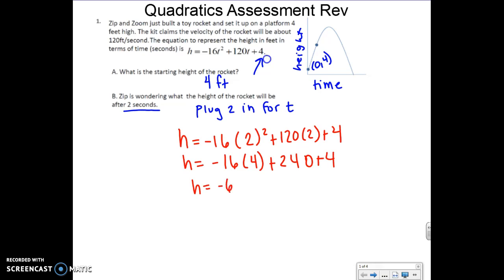And we end up with 180 feet for the height after 2 seconds. I'm going to go ahead and put that also on the graph. 2 for my time and 180 for my height.